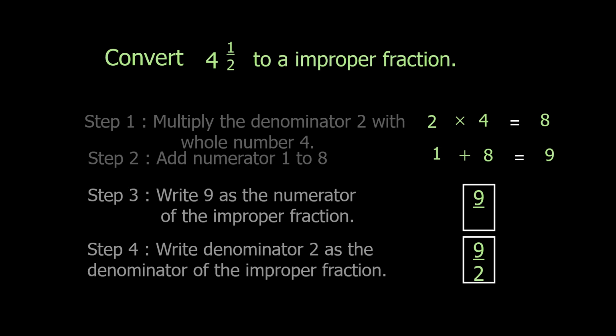So we can convert improper fraction into mixed fraction or mixed fraction into improper fraction. So how will you do this? First multiply these two. 4 2s are 8. 8 plus 1 is 9. 9 divided by 2. That is the answer. 9 divided by 2.